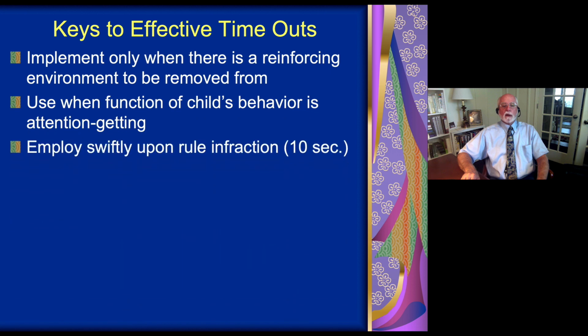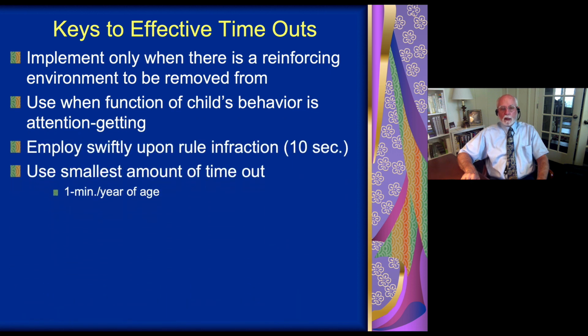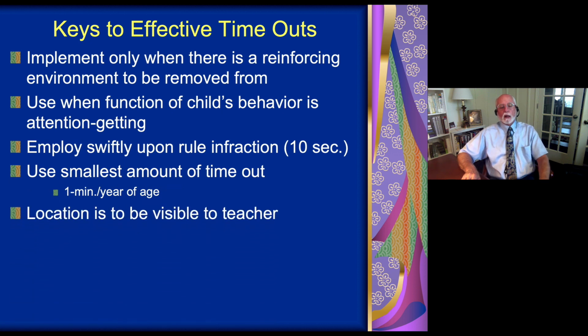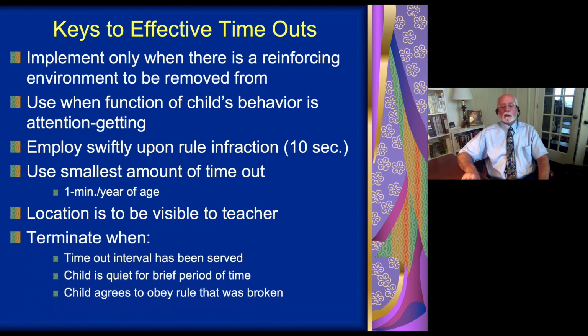If you're going to time a child out, make sure that you do it swiftly. You do it immediately on the misbehavior. They are to spend at least 1 minute per year of their age in the timeout corner. That is, unless you're going to use the do-a-task procedure that I mentioned earlier, where you tell them how many worksheets they have to do before they can return to the class. And again, the location must be visible to the teacher, and the timeout is terminated when the child has either done the work we've asked them to do or the interval has been served.